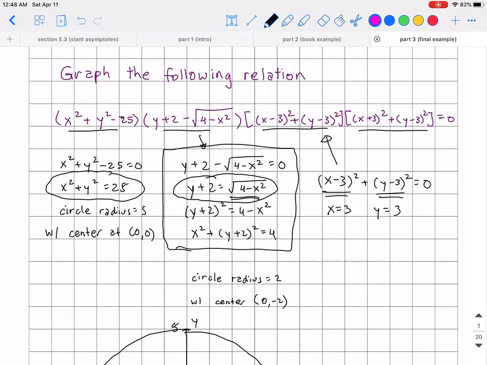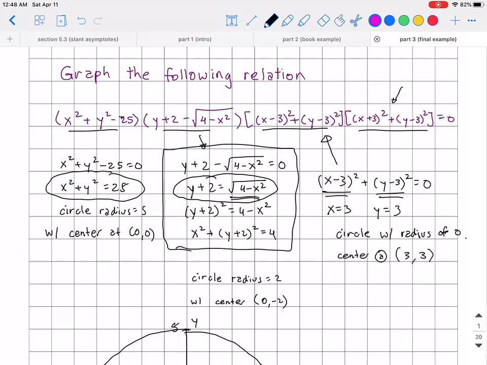Another way of looking at it is that this is basically also a circle with a radius of 0, and your center is located at x equals 3 and y equals 3. Let me change that right here. So 3, 3. For the graph, we basically have to graph the point 3, 3.